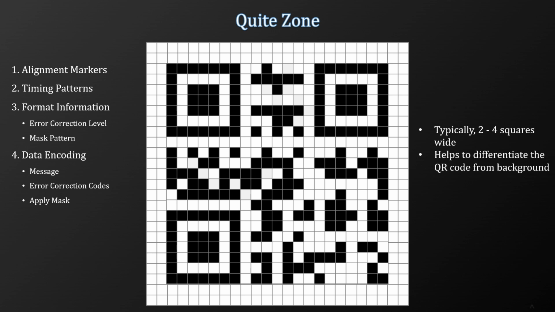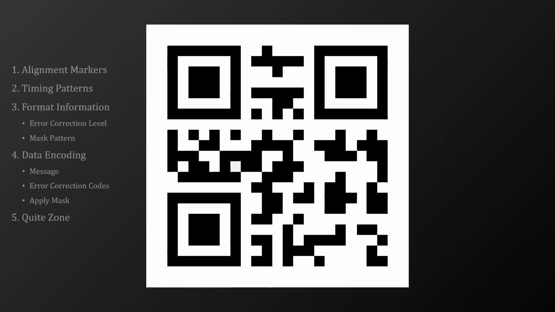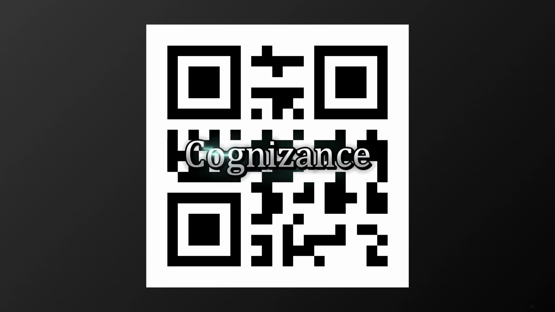At this point, our grid is complete, with every square perfectly aligned and all components in place. The word Cognizance is now successfully embedded into the QR code. Now, pause the video and try scanning the code with your phone to see the result.